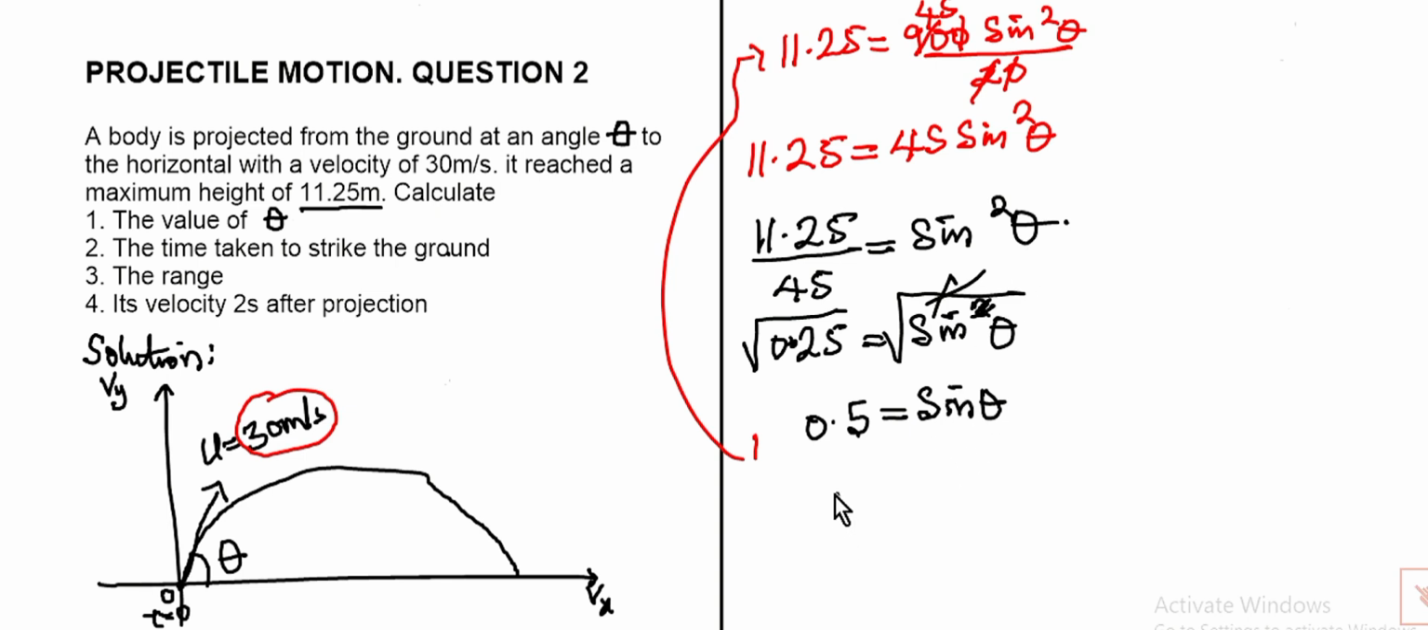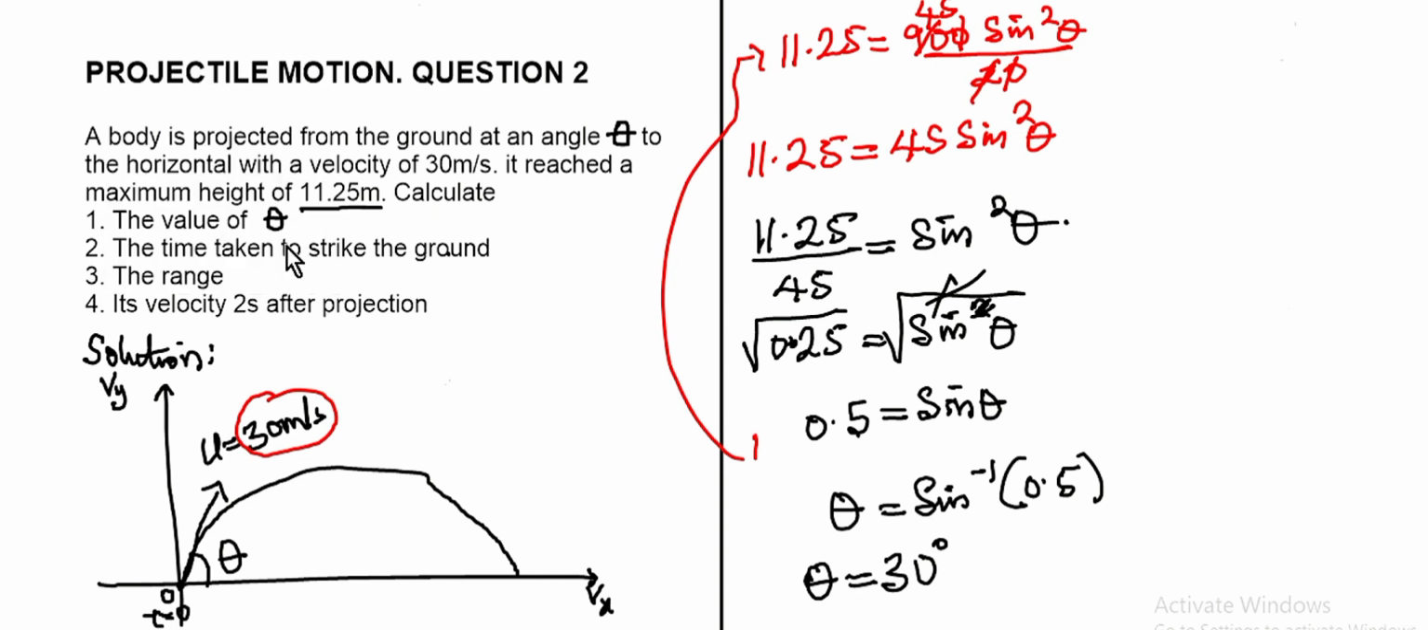So we now have this. Therefore, theta is equal to sine inverse of 0.5. Then theta there is going to be 30 degrees. So we have gotten theta to be 30 degrees. All right, so let's go to solving the second one, the range of the projectile.